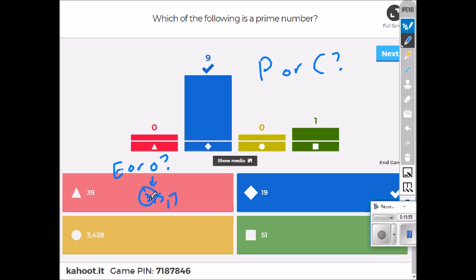So 3 plus 9 is 12. So yes, that's divisible by 3. So that's a composite number. 3,428. How do I know that's composite right away?